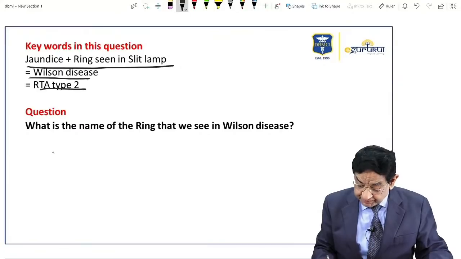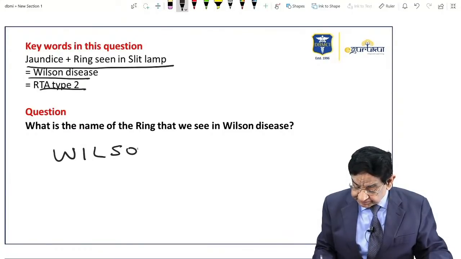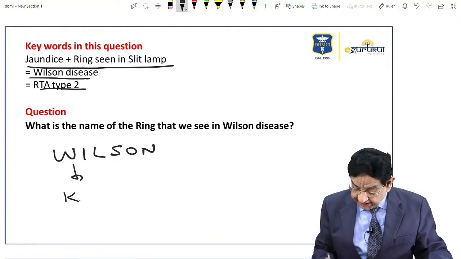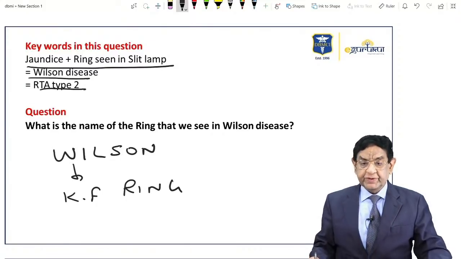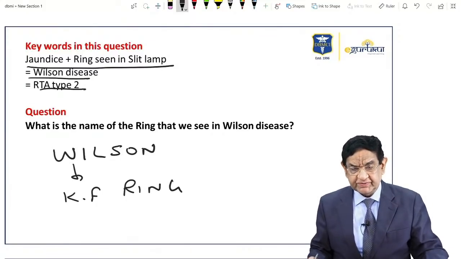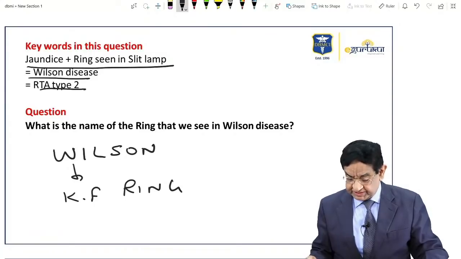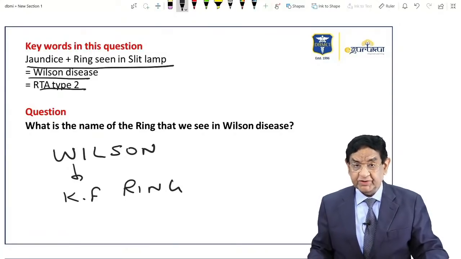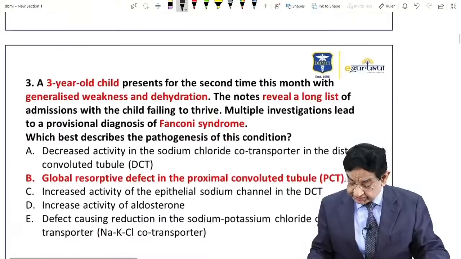Well, I'm sure the answer is Wilson disease. In Wilson disease, you see the KF ring. So we get the KF ring, which is very strongly suggestive of Wilson disease. Okay, now the things are easy for you to answer.